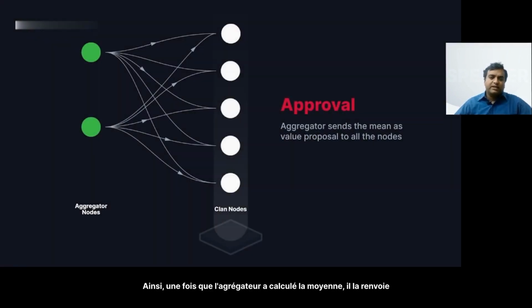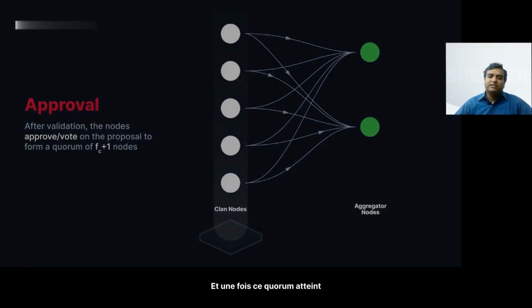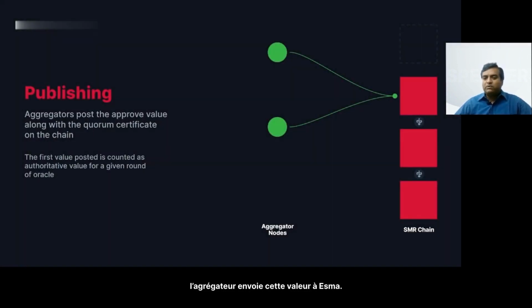So once the aggregator has computed the mean, it sends back for approval to all the clan nodes. It sends back the cluster, and it sends back the arithmetic mean. Now, these clan nodes validate whether the cluster is indeed coming from the values of the clan nodes, whether they indeed form a cluster within the agreement distance, and whether the mean computed by the aggregator is indeed the mean of the cluster that has been sent. As long as we have more than half of the votes sent back to the aggregator, it's good enough for forming a quorum certificate. And once this quorum is reached, the aggregator sends this value to SMR.